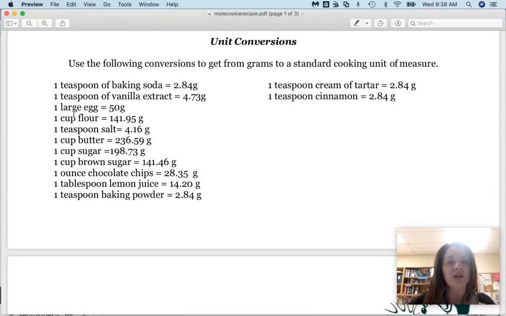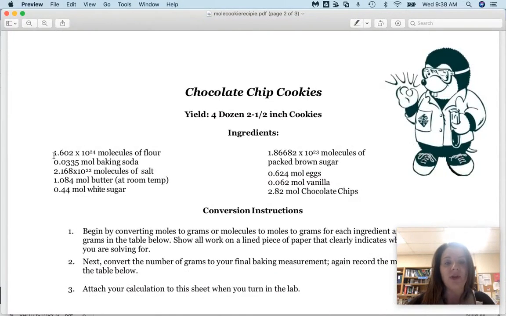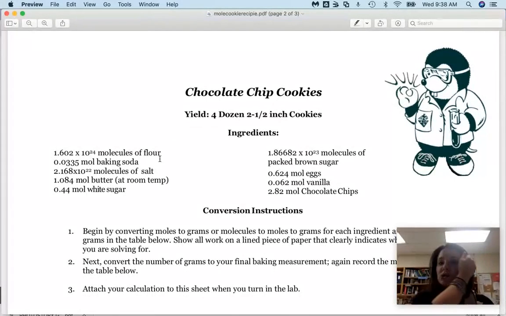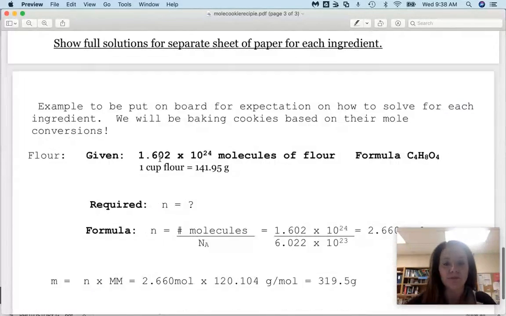So let's take a look at flour, for instance. One cup of flour is equal to 141.95 grams. So what do we need to do? We have to take a look at what flour was given in, and it was given in molecules. So we have to be able to get that into mass. Let's take a look at a sample calculation.